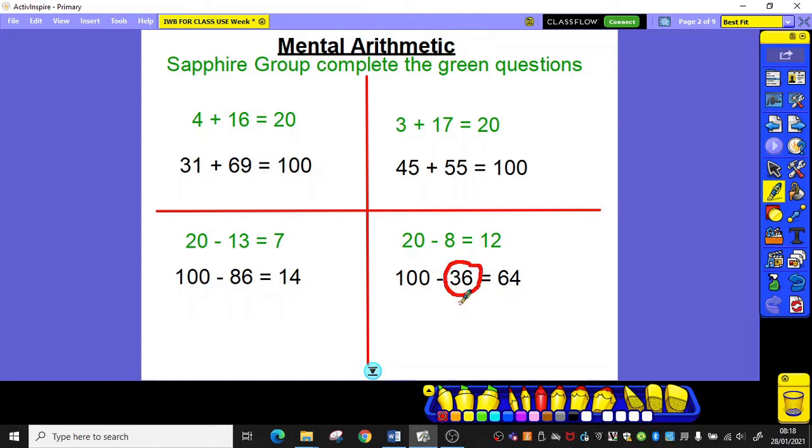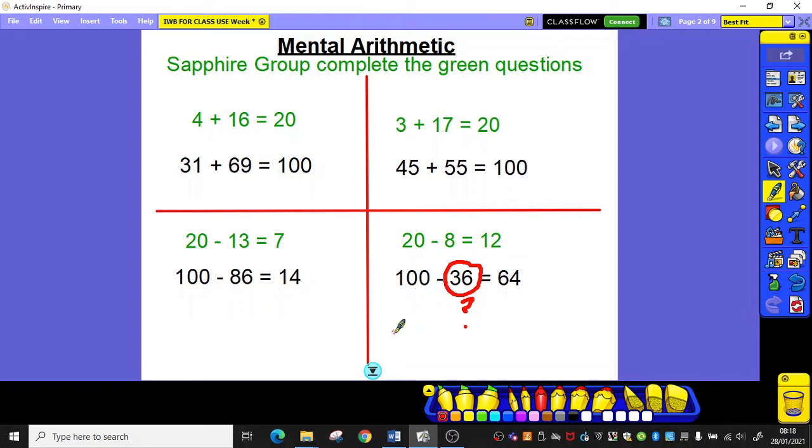Now, if we have a look at this question, there was obviously a question mark there. 100 subtract something is 64. Well, if I know I've got to make 100, then I can be thinking about what bonds do I use to go with 64. To make 100, I could count on from 64. 64 add 6 takes me to 70. Add another 30 gets me 100. Hence I added on 36. So I was very much using the inverse there to get to 100.